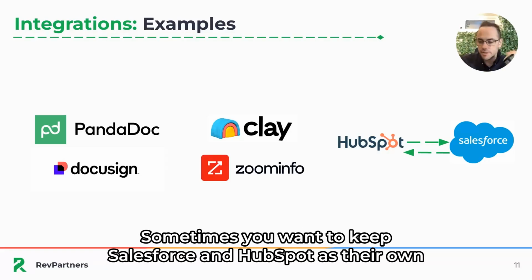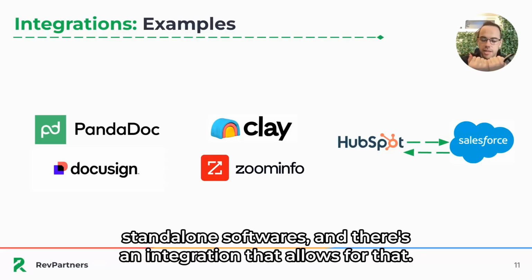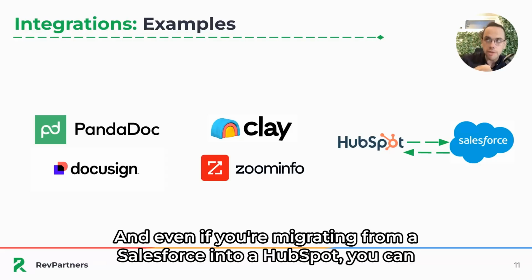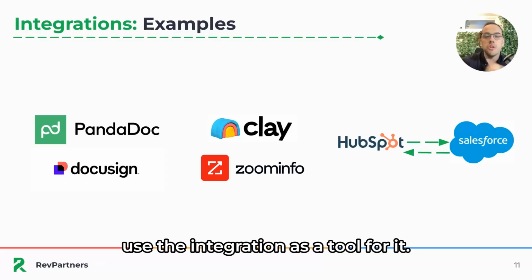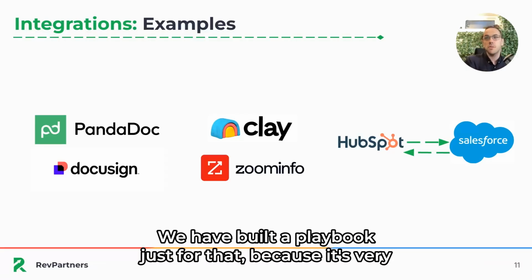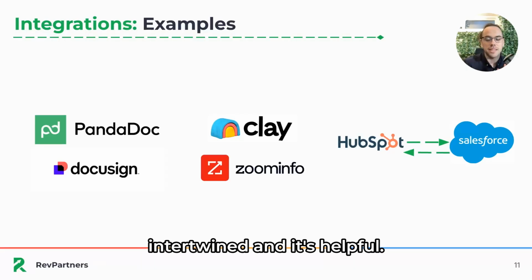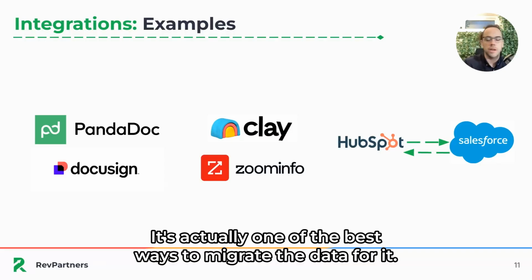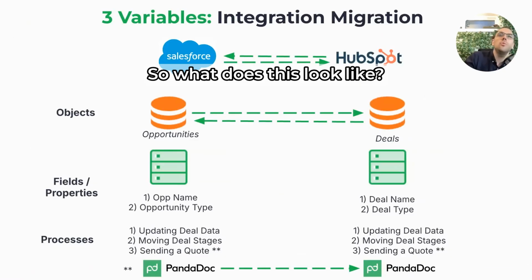Sometimes you want to keep Salesforce and HubSpot as their own standalone softwares, and there's an integration that allows for that. And even if you're migrating from Salesforce into HubSpot, you can use the integration as a tool for it. We have built a playbook just for that because it's very intertwined and it's helpful. It's actually one of the best ways to migrate the data for it. So what does this look like?